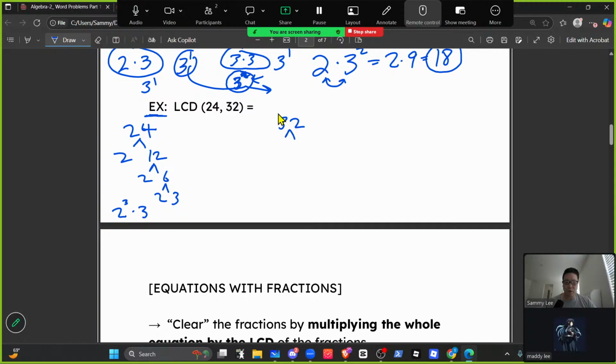Now let's go to 32. So that's going to be 2 and 16. 16 is going to be 2 and 8. 8 is going to be 2 and 4. And 4 is going to be 2 and 2. And we can write this as 2 to the 5th power. And then now you're going to combine these and take the product. So which one has the higher exponent? Well, 2 to the 5th power. So you're going to take that. And then you're going to take the 3 out.